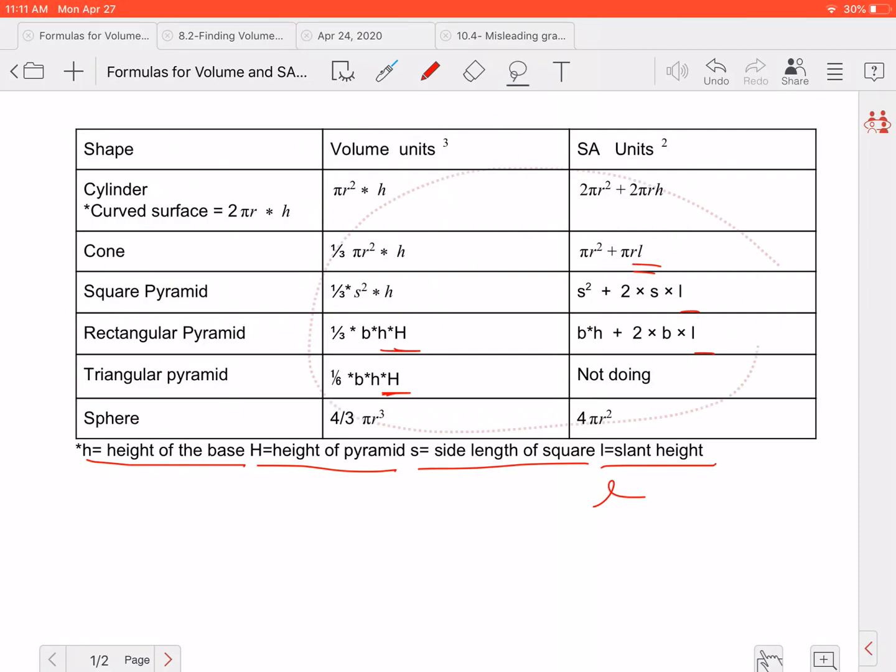Just beware of the squareds and cubes. We have our little squareds here and we have our little cubes here, so just make sure that you are aware of those.